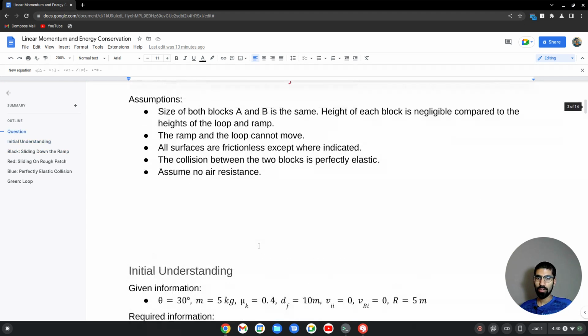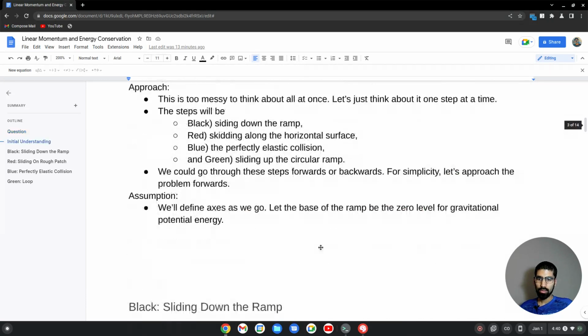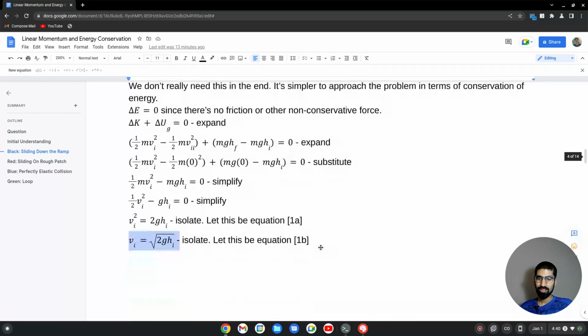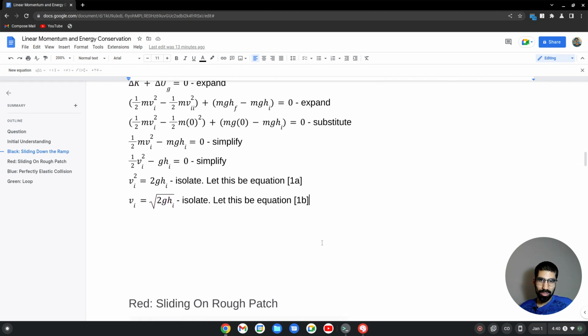Because now that we have the velocity at the bottom of the ramp, we can figure out, okay, this was some starting velocity and now it's going to lose some energy as it goes through friction. So there we go, that's a quarter of the problem done. Next we go to the frictional case.